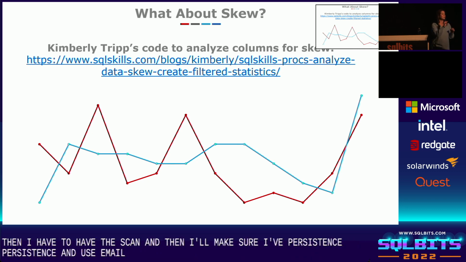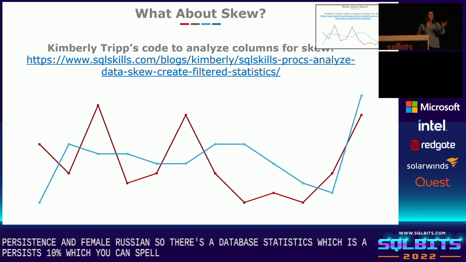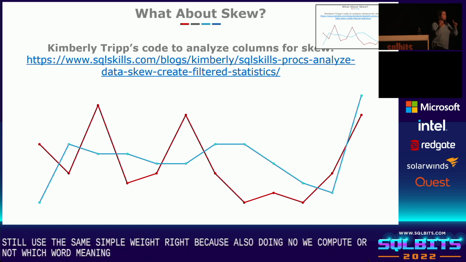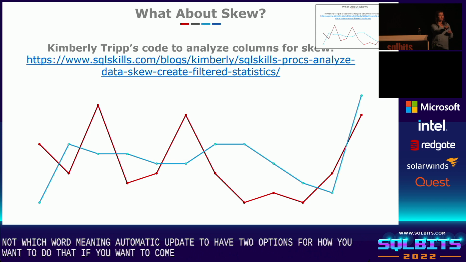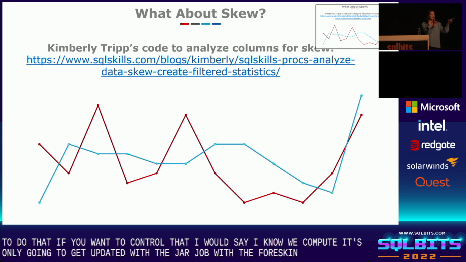There's an option for statistics, which is persist sample percent, which you can specify. Even if it gets auto updated, it will still use the same sample rate. But you could also do a no recompute on that, which would mean don't automatically update. So you have two options for how you want to do that. If you really want to control it, then I would say no recompute, and it's only going to get updated with the job with a full scan. Yeah, you're totally fine. You have two options for how you handle that.